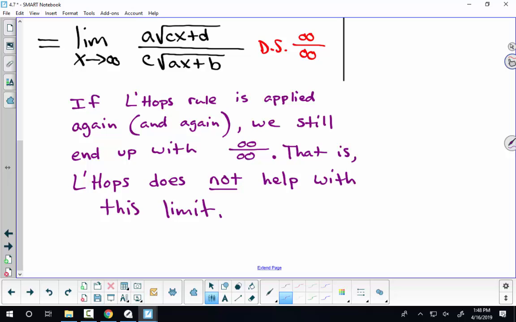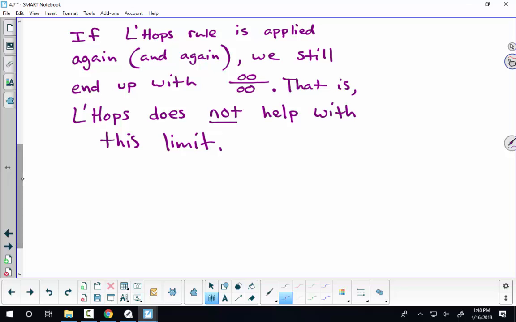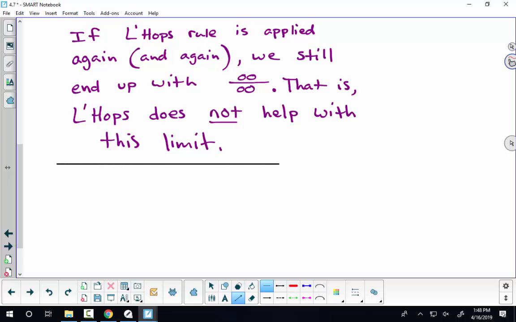So that's why it says show L'Hopital's fails. We have shown it has failed. And therefore we need to come up with a different way to evaluate that limit. Does that make sense? If you want, I think you'll have to do another round in your homework just to see that it ends up in the same format. Okay, so then we go back to the original limit.